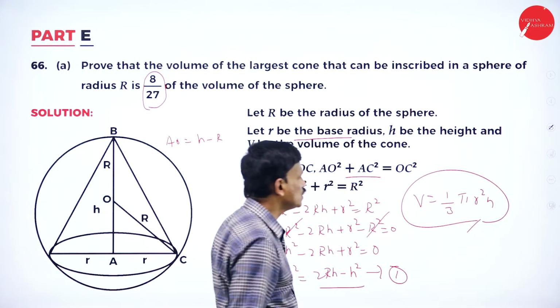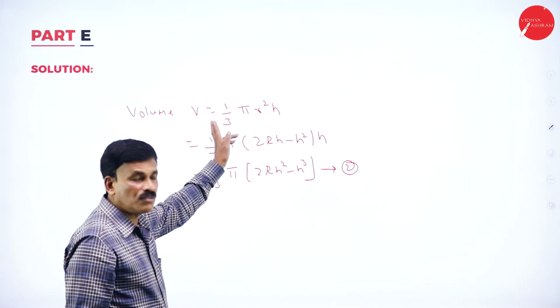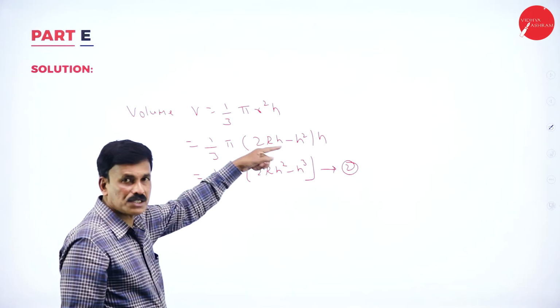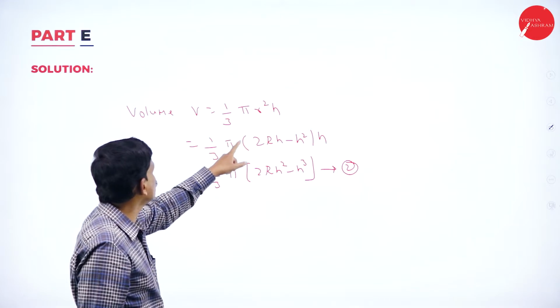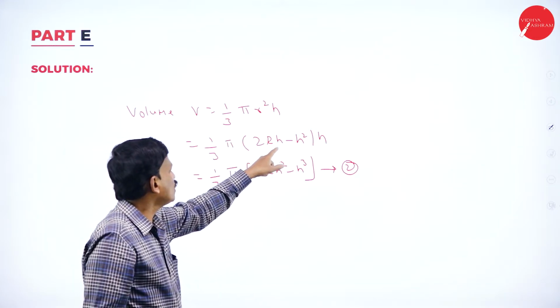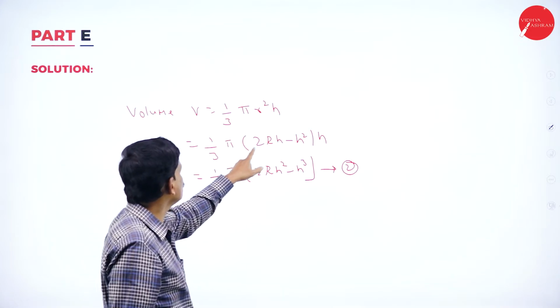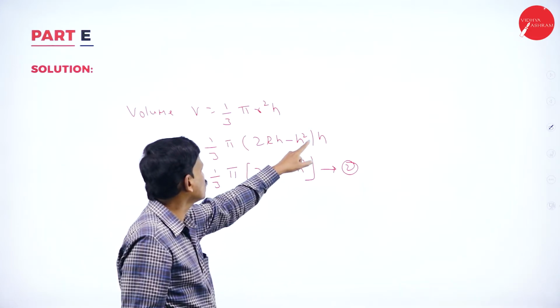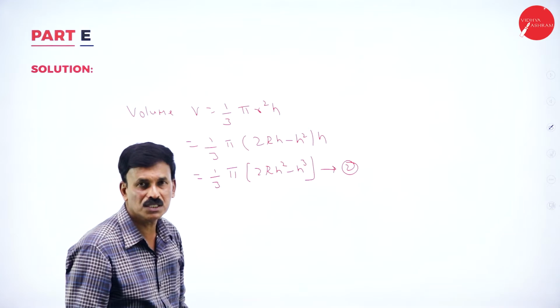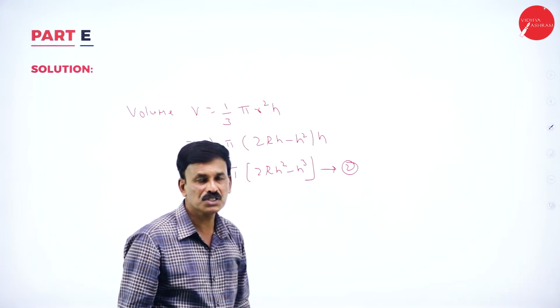The volume of the cone is 1/3 pi r square h. 1/3 pi into r square, which is 2rh minus h square, into capital H. Multiply, just keep this constant, 2rh into h is h square, into h is h cube. Let us represent this as equation number 2. Okay, this is the volume.